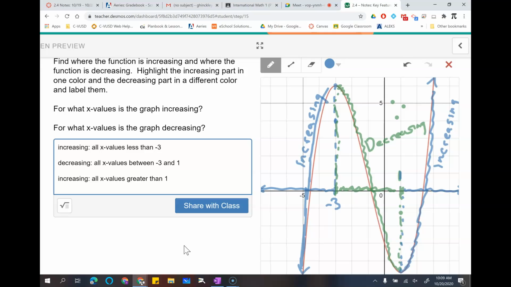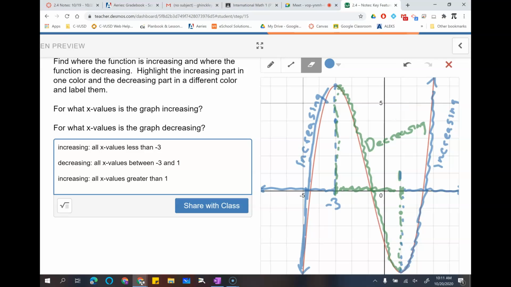Sometimes we'll also get into sections that are constant. For right now, just increasing, decreasing. Okay? So hopefully that makes sense. I'm going to go ahead and unpause everything, and I'm going to open up 16 as well. So go ahead and get this information in from what I have here, get it inputted on your slide for number 15, and then you can go ahead and do number 16 as well.